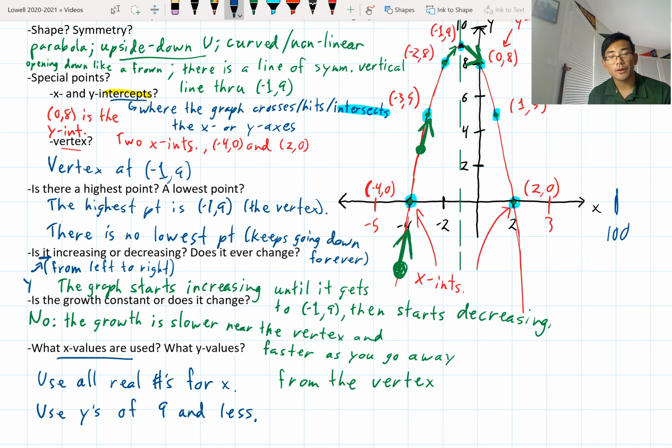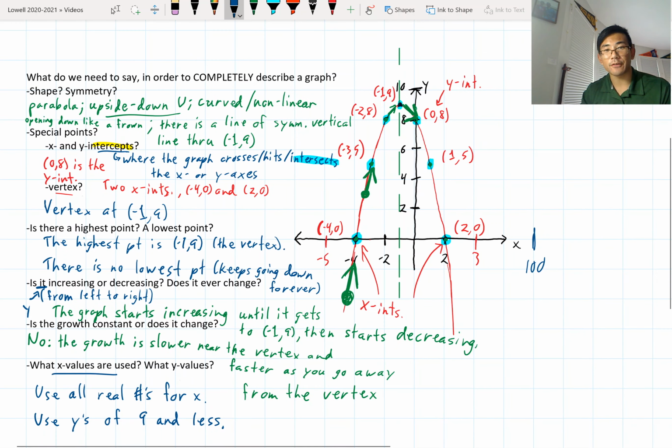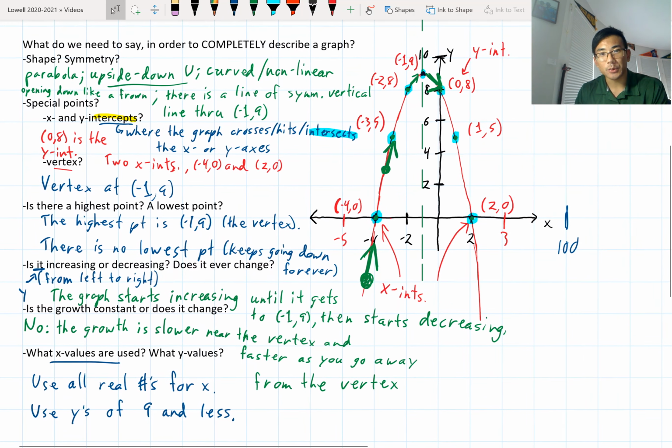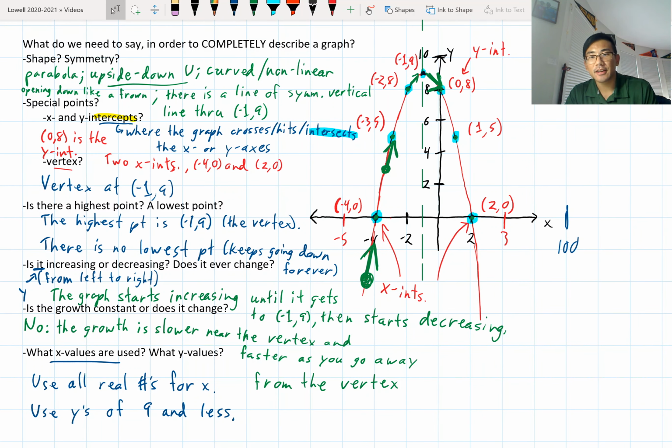Whew. Okay, so this is what a full description of this graph would look like. Obviously, I wrote them all in complete sentences, but you could maybe summarize them. But hopefully, this helped you out. It is quite a task, but now you know how you can completely describe a graph.